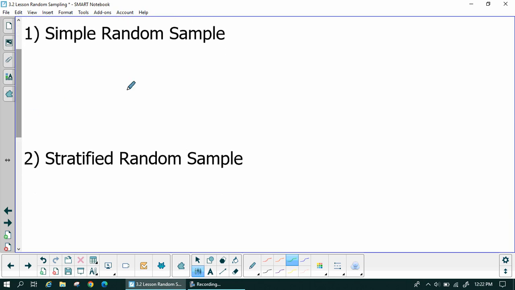So the first one is just called a simple random sample, often referred to as an SRS. So if you ever see SRS, we're just talking about a simple random sample. And that's where every member of the population gets a number, and then we randomly generate a decided upon number of individuals from that population, and that's how we generate our sample.